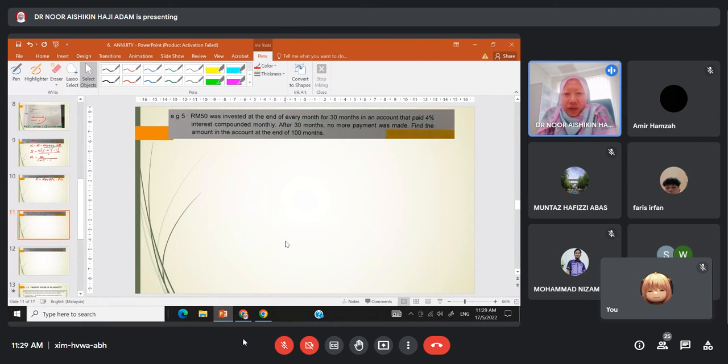Find the amount in the account at the end of 100 months. What is it that you want to find here? S. And what is S?